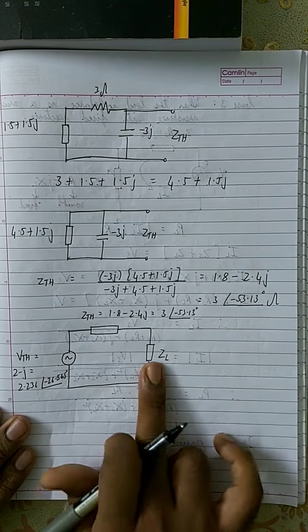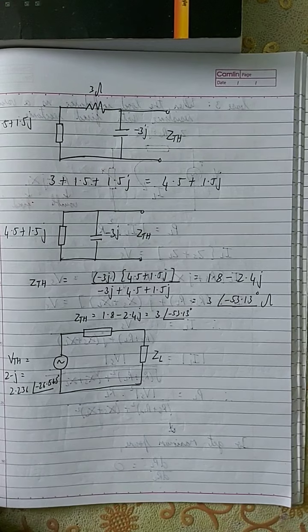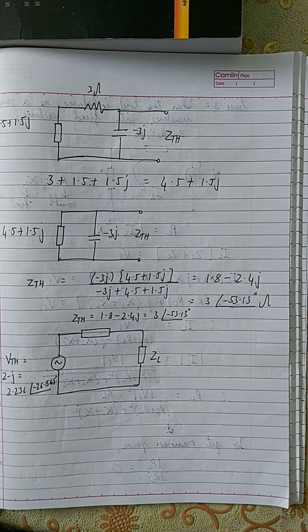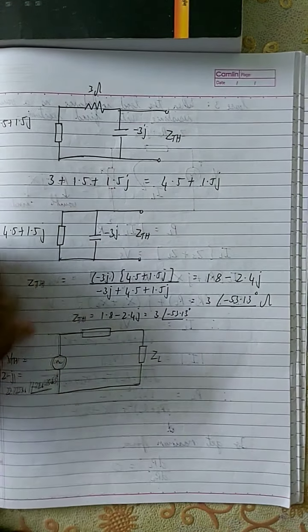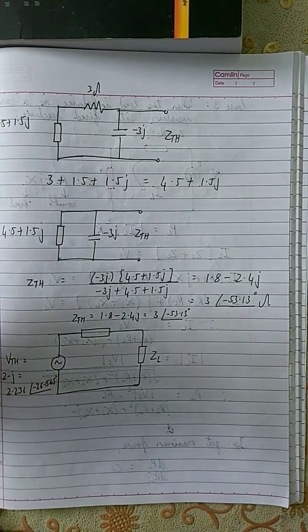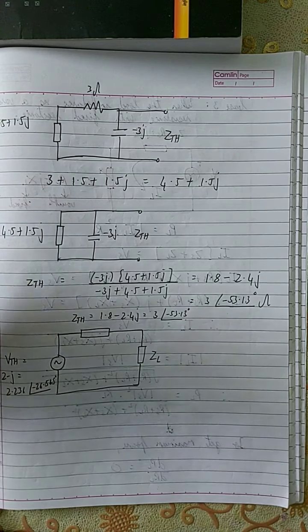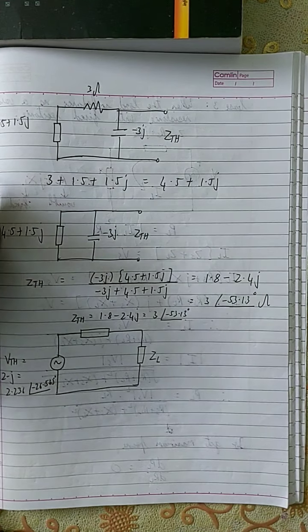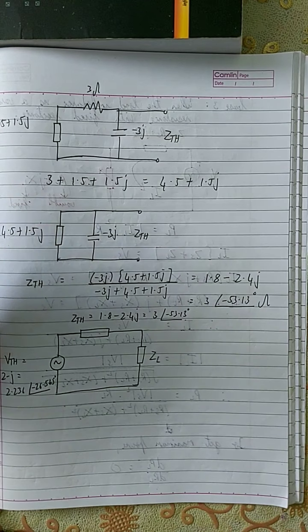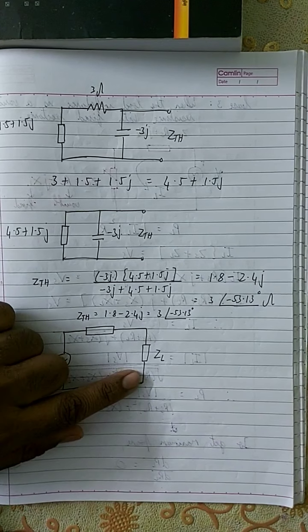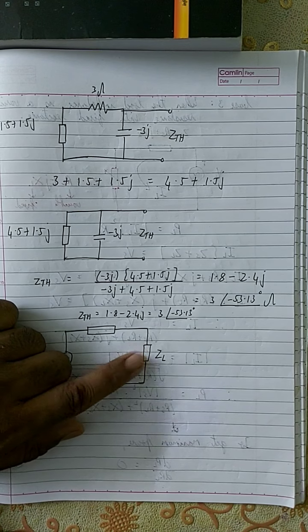Your job is to find the value of ZL so that maximum power will be transferred. According to the maximum power transfer theorem, what is the value of ZL? They have not mentioned whether it is a variable resistance, or a variable resistance with a variable reactance, or a variable resistance with a fixed reactance. If they haven't mentioned it, you can assume that ZL is a variable resistance with a variable reactance.